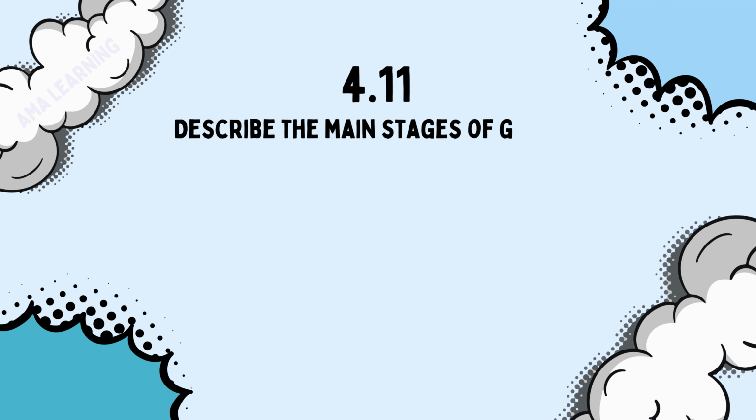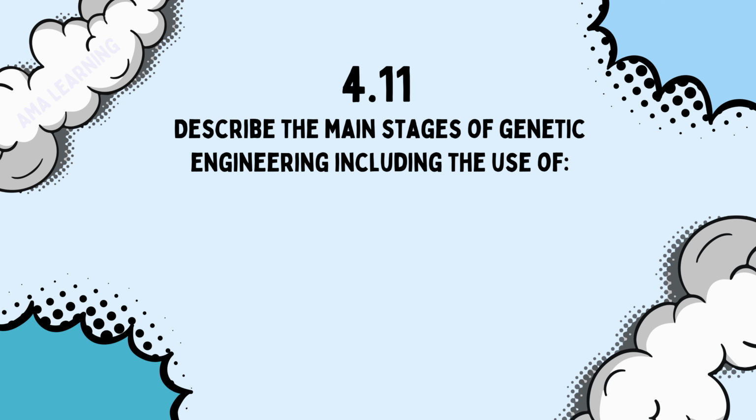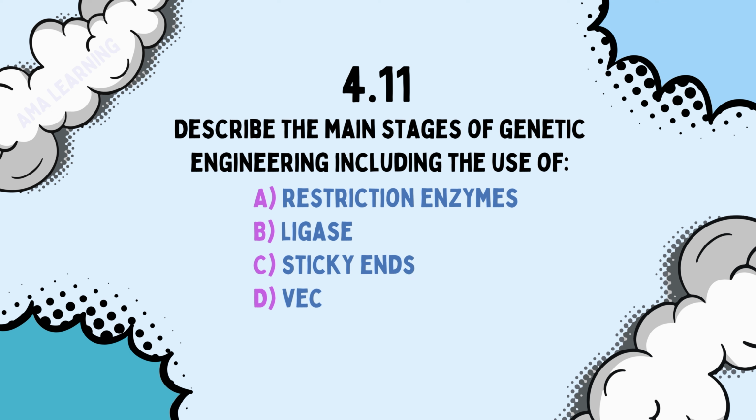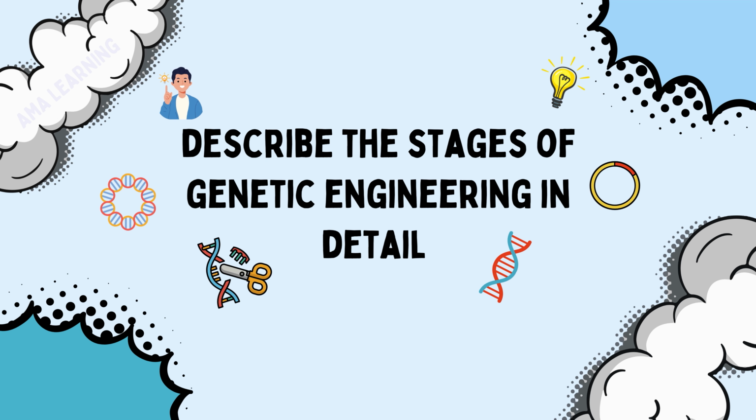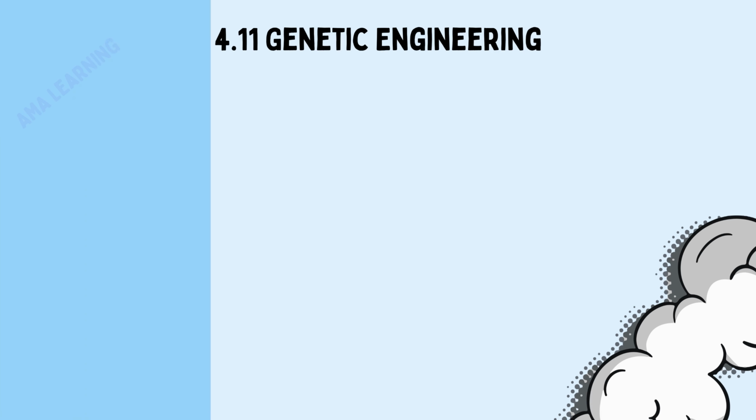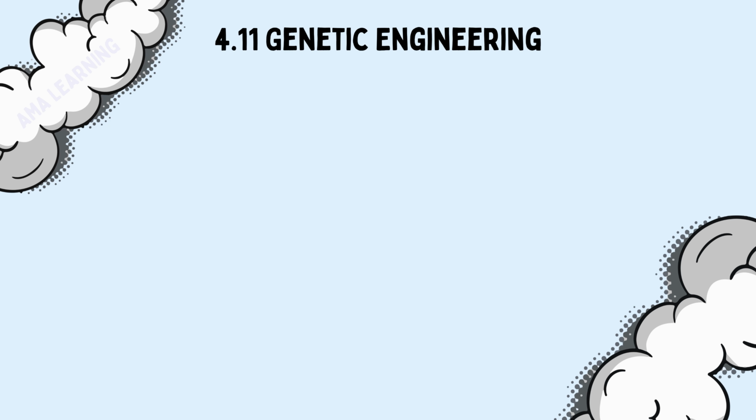Describe the main stages of genetic engineering, including the use of restriction enzymes, ligase, sticky ends, and vectors. To successfully answer any GCSE questions linked to this topic, you will need to be able to describe the stages of genetic engineering in detail. Let's explore the main stages of genetic engineering, focusing on the tools and techniques used to modify DNA, including restriction enzymes, ligase, sticky ends, and vectors.